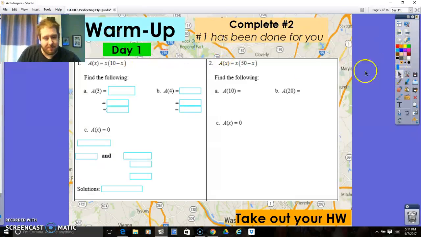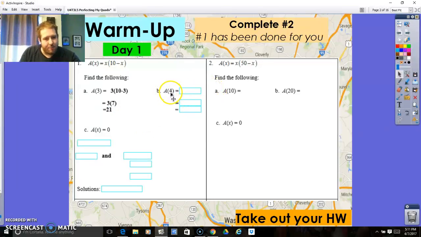So this takes us back to function notation. It's been a while since we've seen this. A of 3 set in function notation. That means we're substituting 3 in for x and solving. 3 here, 3 times 10 minus 3. In that case, 10 minus 3 is 7. 3 times 7 is 21.